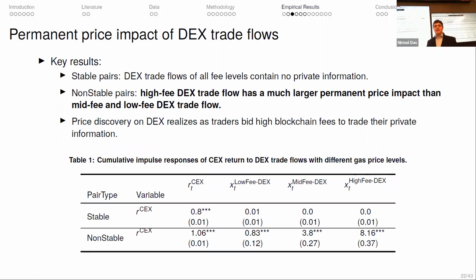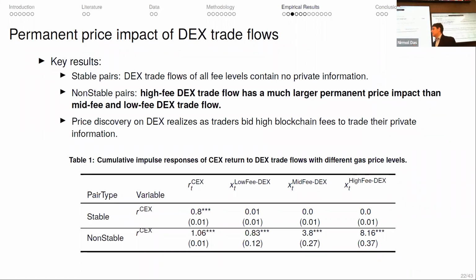So let me discuss the permanent price impact of the DEX trade flows. This, I think, hopefully answers some of the questions, at least to some extent. First, we look at the aggregate price impact, which is the impulse response function that I've discussed before. If we look at stable pairs, we don't really see any aggregate price impact coming from shocks to the decentralized exchange flows. Everything is close to zero. The reason is that stable coins have neither private nor public information because they are pegged to the dollar. So there is really no information that needs to be incorporated into the prices.